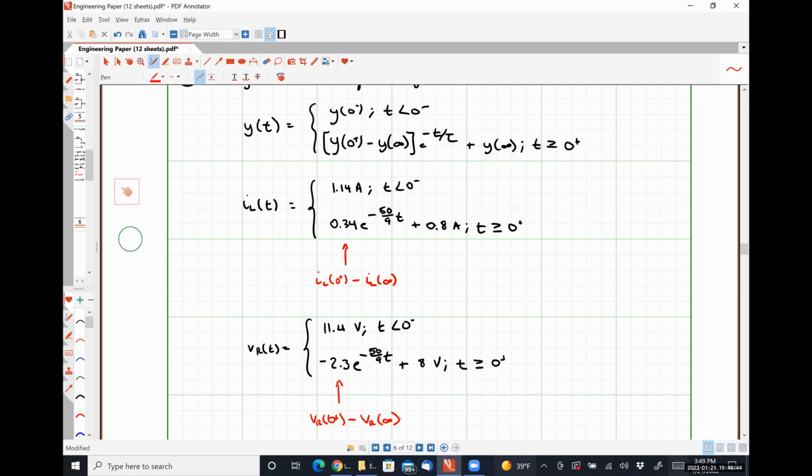So any questions regarding the process? If you follow those 5 steps and you do the circuit analysis at 0 minus, 0 plus, and infinity correctly, you're going to get the right answer every time. So we've got 30 minutes left, so take this time to start working on that in-class assignment. If you have any questions about anything, I would be happy to assist you.